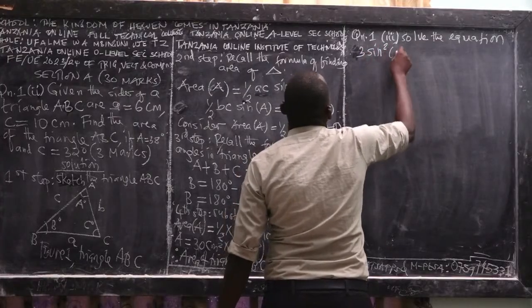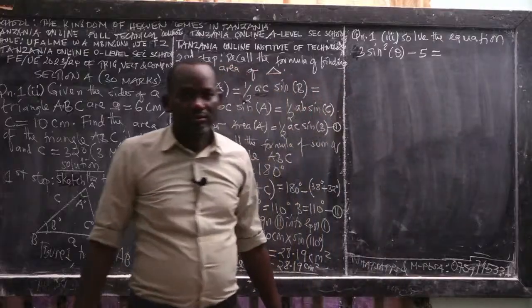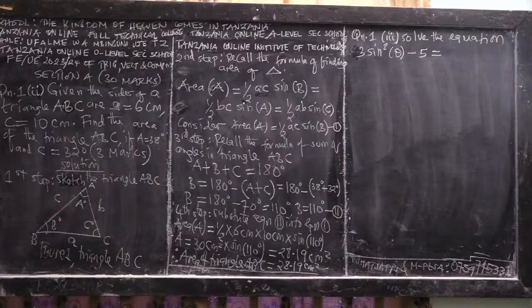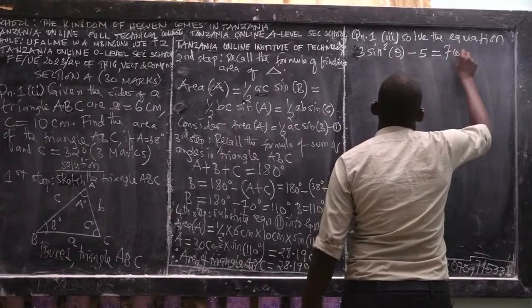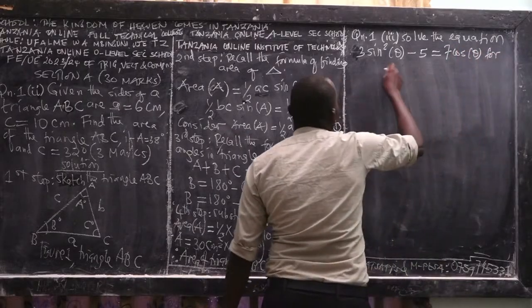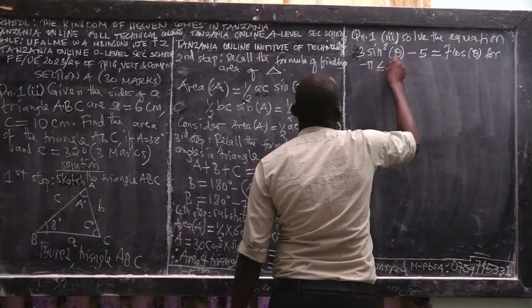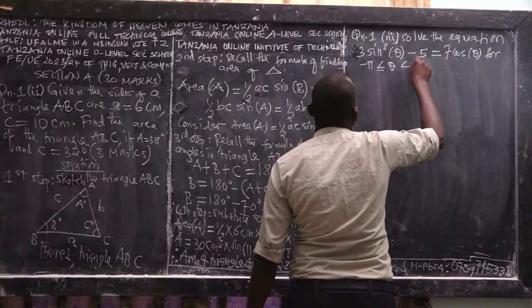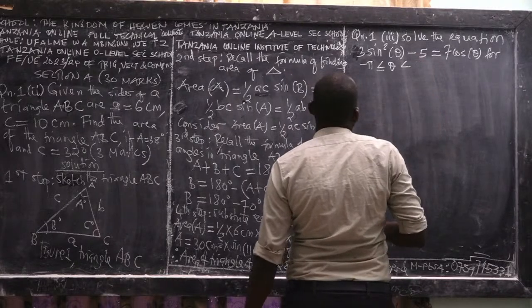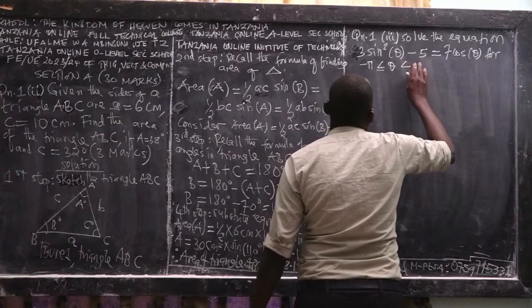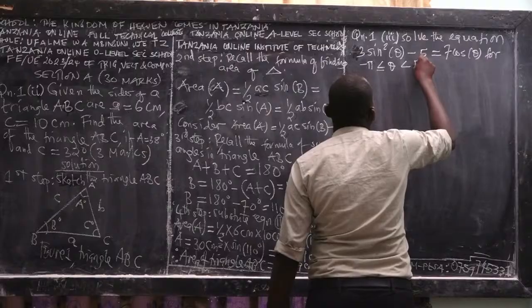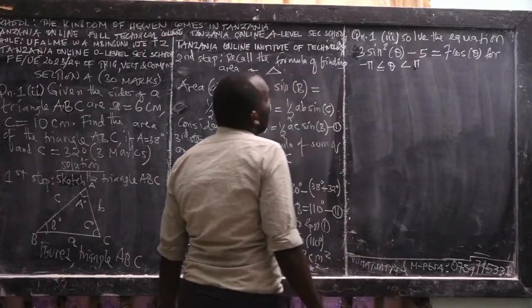3 sin square theta minus 5 is equal to 7 cos theta, for negative pi less than or equal to theta less than pi.